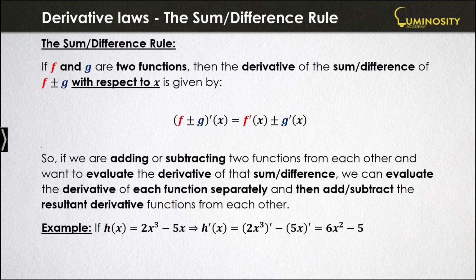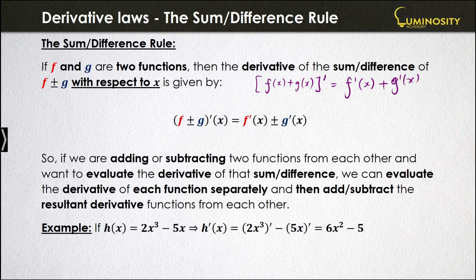So if f and g are two functions, then the derivative of the sum or difference of f plus or minus g with respect to x is given by the following. So if I do f of x plus g of x, and I take the derivative, then I can distribute the derivatives out into each individual term. So it's the derivative of f plus the derivative of g.